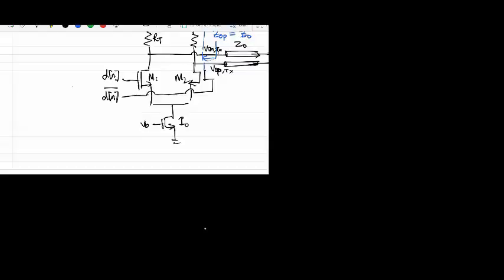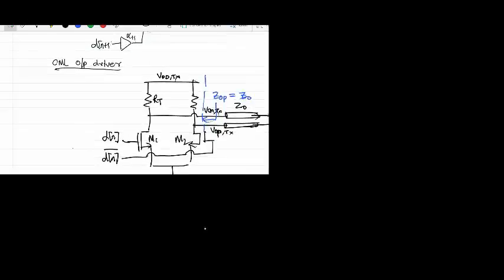No, this is VOPT at that time, it is only I naught into RT by 2. So that means if you take the sign into account, at the other side, if I get your question right, what you are saying is that the total swing will be I naught into RT? No, that will be the peak to peak differential swing, I naught into RT.